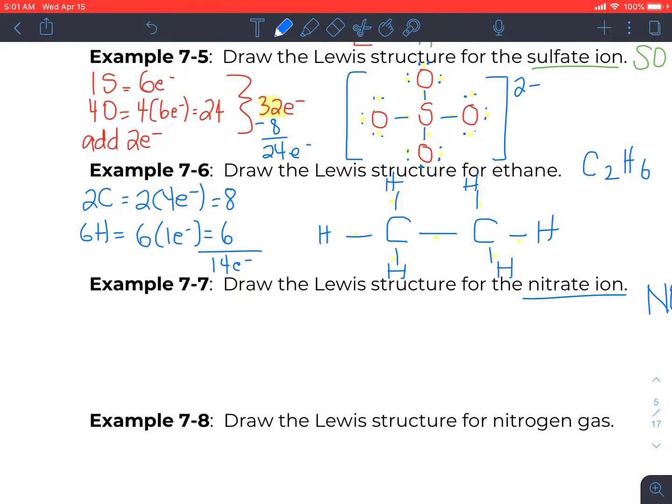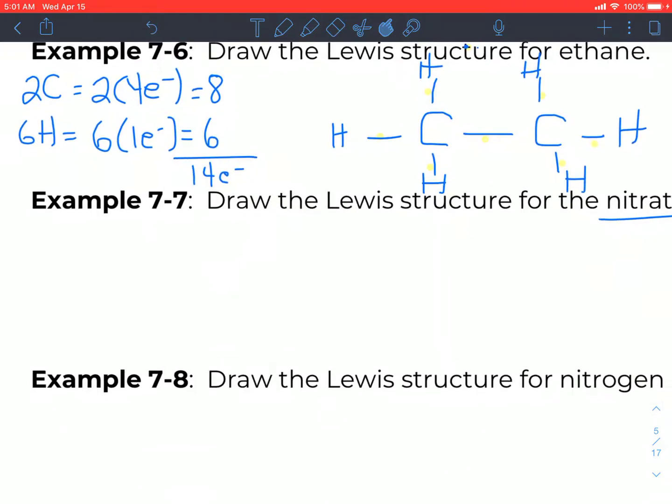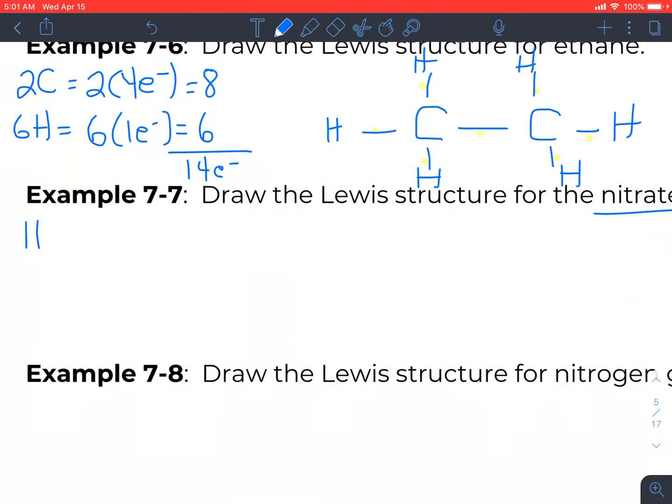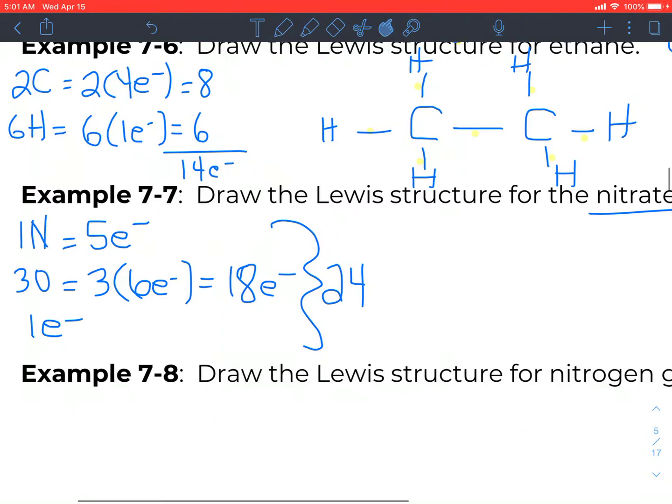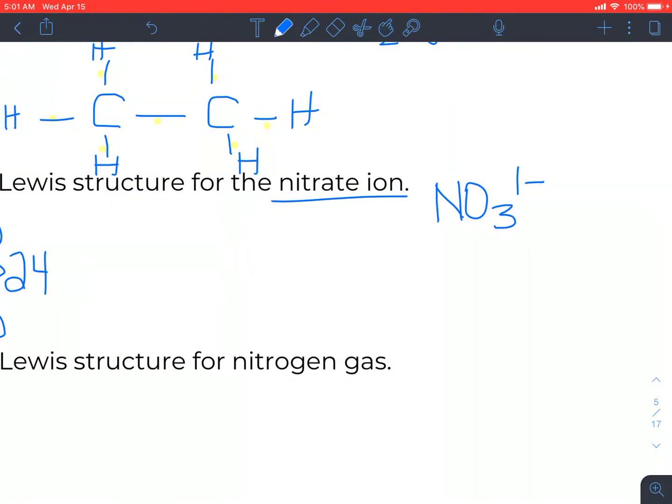Okay, so nitrate ion. So here we have 1 N, 3 O's, and because it's a negative ion, we're going to add an extra electron at the end. Here we have 5 electrons, 3 times 6. So here we have a total of 24 electrons. Okay, so which one do you think is going to go in the middle? You guessed it, nitrogen. I'm going to distribute my oxygens around. Doesn't matter how you do it.